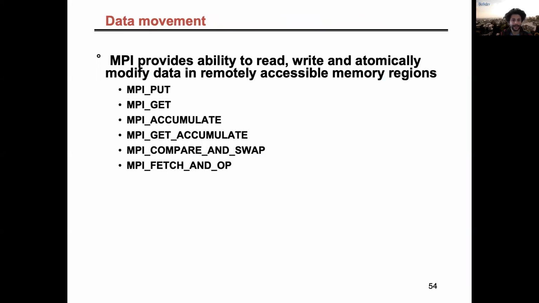Good. Now, we just described how to make the memory accessible to other processors. We haven't described how to access the data. And for that, we have these operations: puts and gets and accumulates. We also have atomic operations called compare and swap and fetch and op. These are the equivalents of local compare and swap and fetch and op that are usually available as hardware instructions in modern CPUs. These are the network equivalents of them.